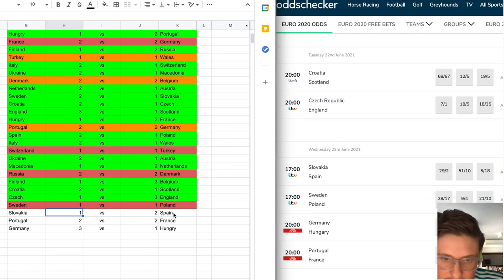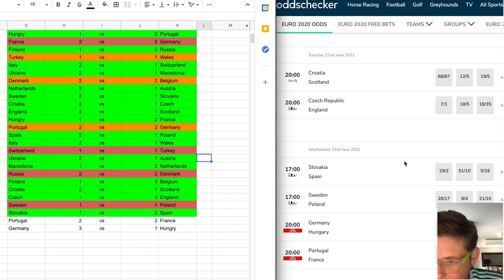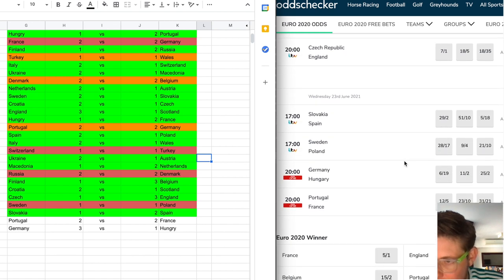Slovakia, Spain. Yeah, Spain is the favorite as well. France versus Portugal, we're going in at a draw. And this one, again, sorry, I do have to use the calculator. 31 divided by 21, that's 1.4 versus, wait, I don't have to do that. I think they're definitely favoring France. Definitely favoring France.